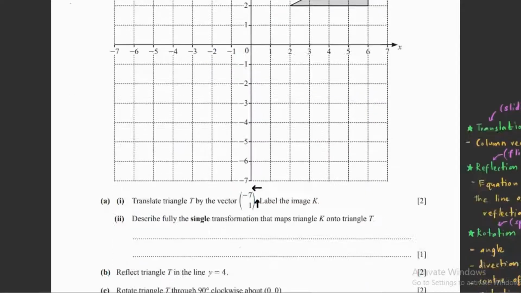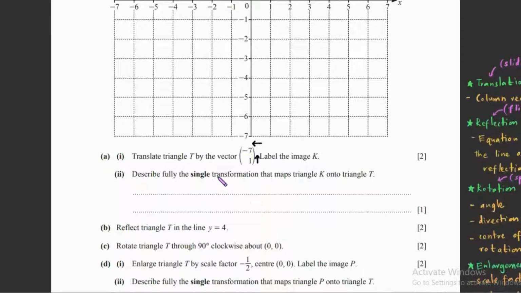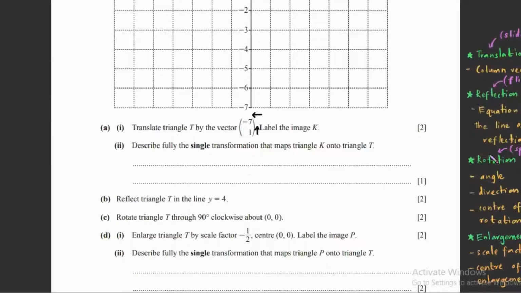The second part of the question is to describe the single transformation that maps triangle K onto triangle T. So it's the other way around. So it will anyways be translation, and we need to write the column vector. So when it comes to translation, we need to mention the column vector. Likewise, based on whatever the type of transformation it is, these details have to be mentioned. So I need to mention it as translation, but the column vector will be the same numbers, but with opposite signs because it's going to be in the opposite direction.